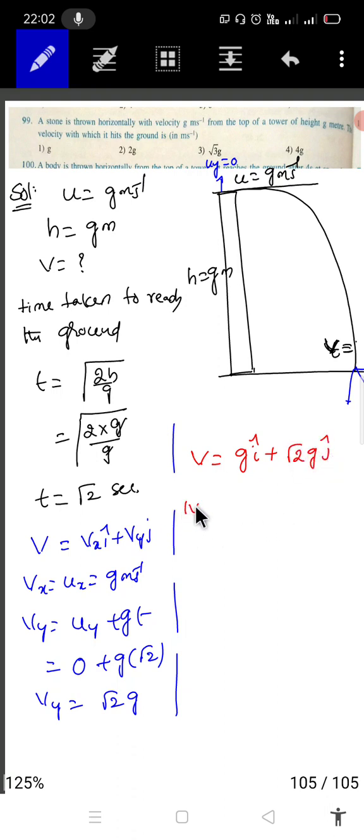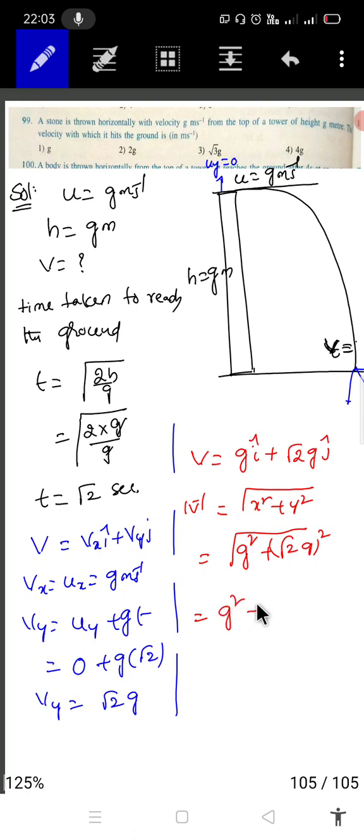Now I am going to find out the magnitude. Magnitude is equal to root over x square plus y square. So x means here g square plus root 2g whole square, root over. So now here g square plus 2g square, root over. So that is nothing but root over 3g square. Now velocity at ground, velocity at striking point is equal to root 3g. This is the answer. So now option 3 is the correct one.